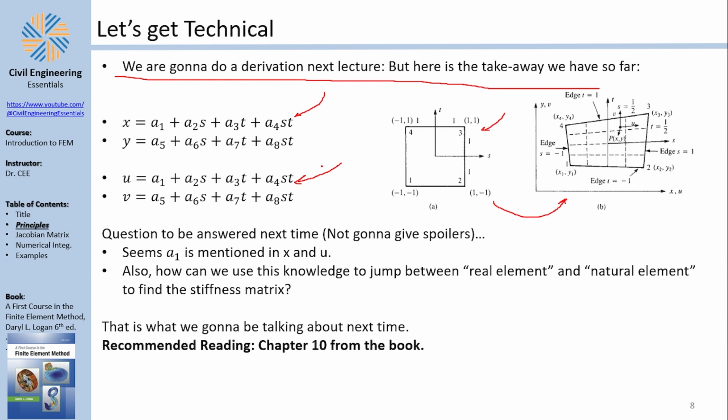Now, questions to be answered next time: it seems that A1 is mentioned in X and U. You can see A1 is being mentioned in both. So are they equal? And how can we calculate them? I'm not going to give spoilers. I will leave it for the future.